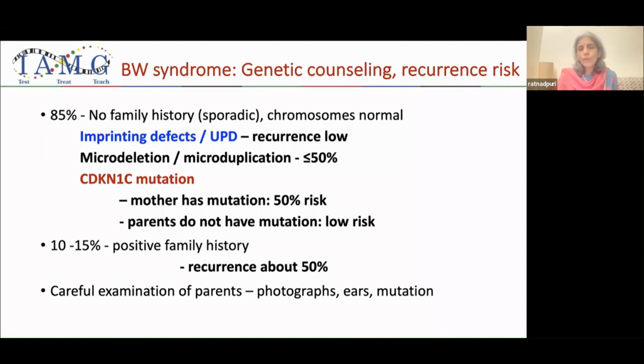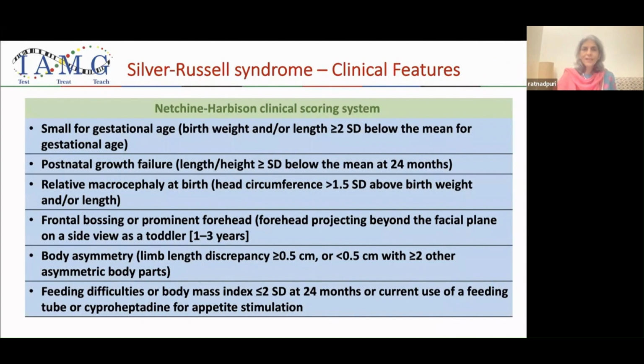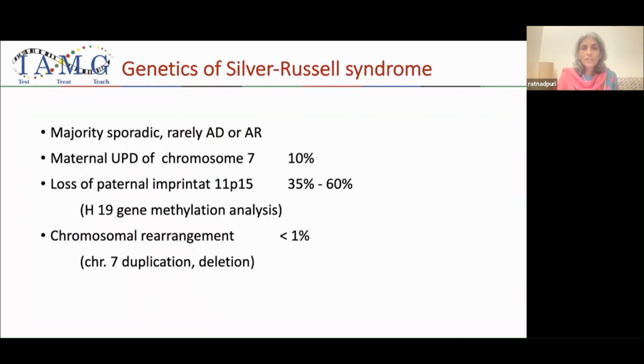And to look for a positive family history, you do a careful examination of the parents, look at their younger photographs, look at the ears, look at the mutation when you're doing the studies in the child. Now, I'm not going to go through this again. Now, these are the clinical features of Silver-Russell syndrome.